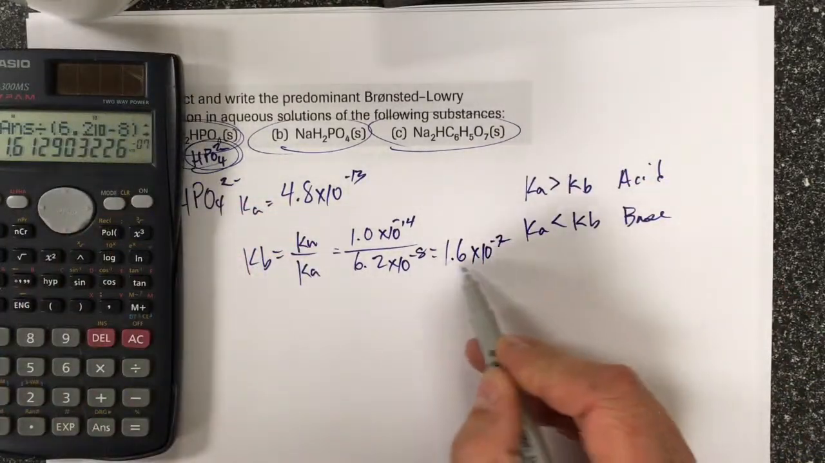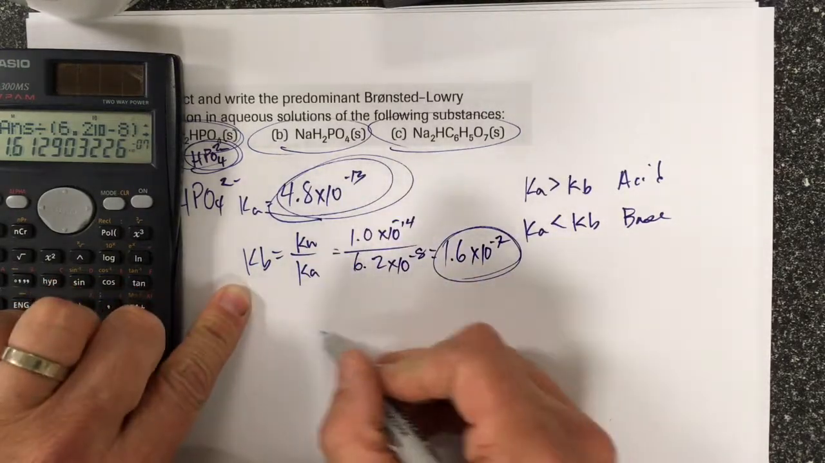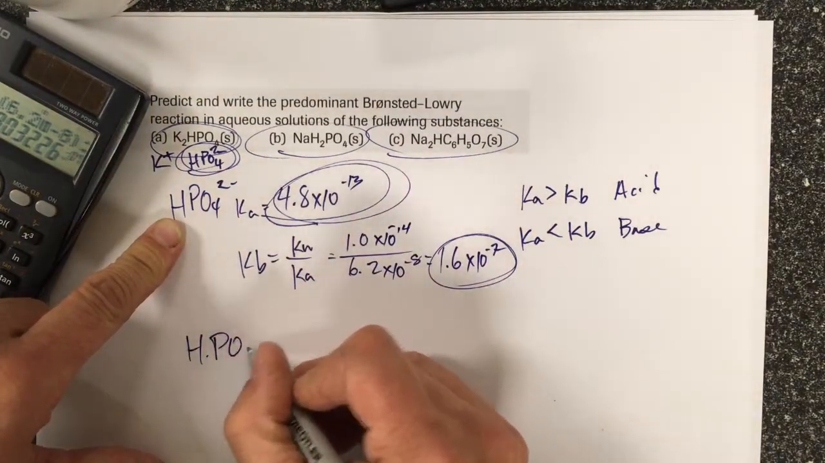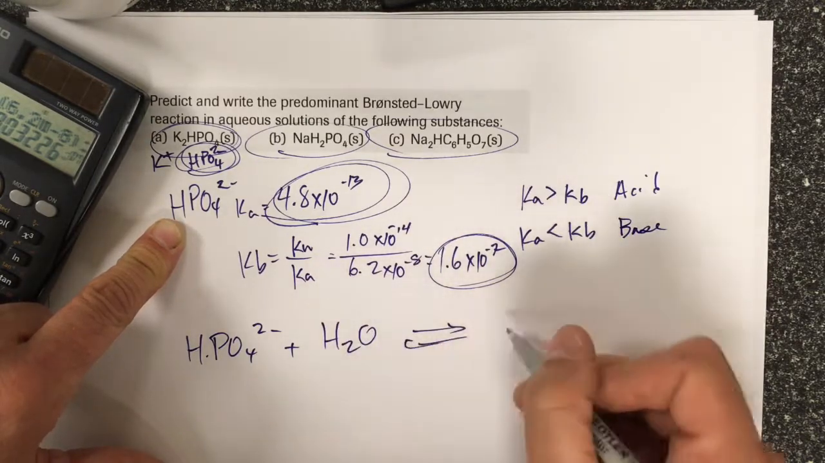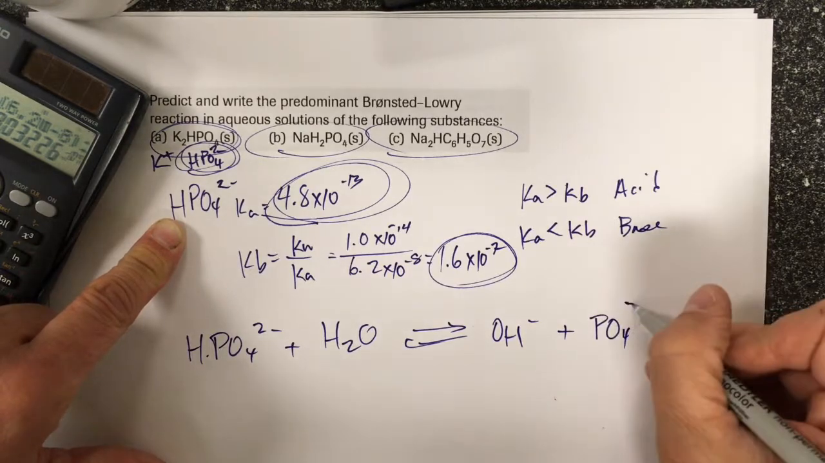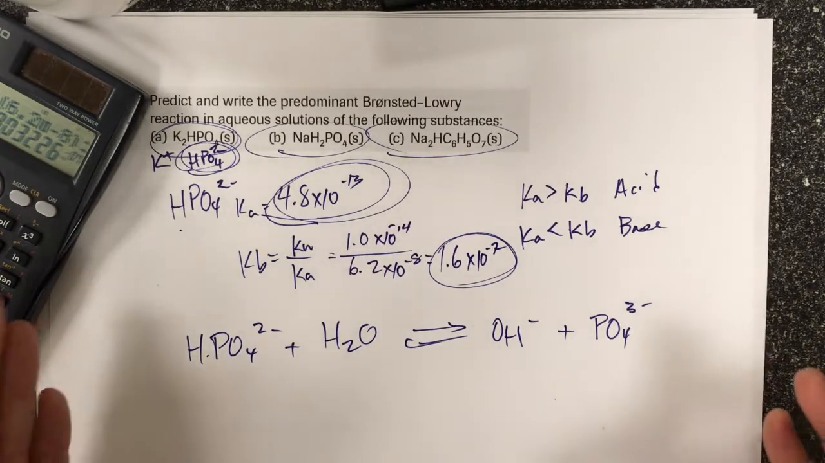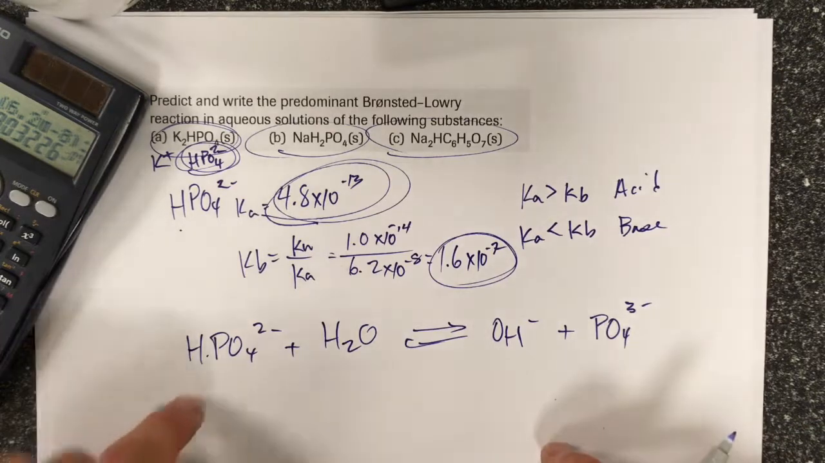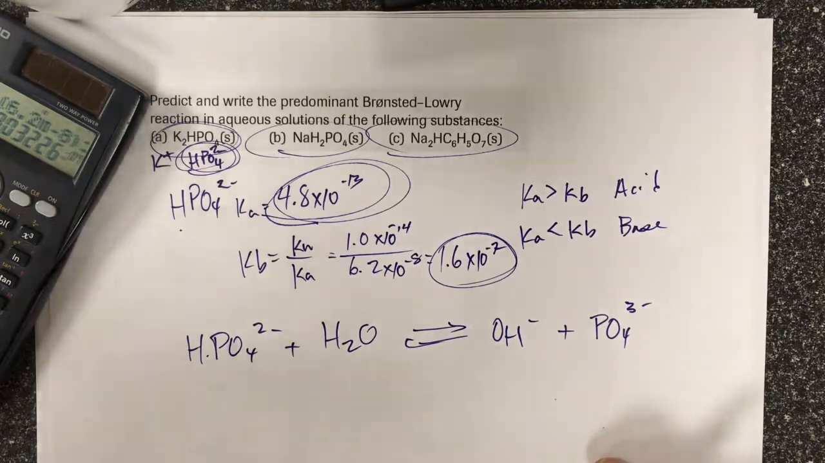So since this number, the Kb, is larger than the Ka, this is a base particle. So the hydrogen phosphate, 2 negative, plus water is going to be basic, and it's going to produce a hydroxide ion and a phosphate ion. And this is the resulting Bronsted-Lowry reaction that would explain what happens when I dissolve the potassium hydrogen phosphate into water.